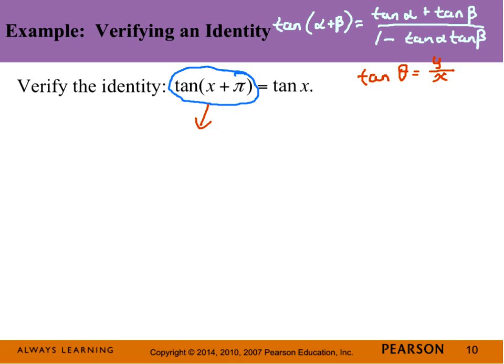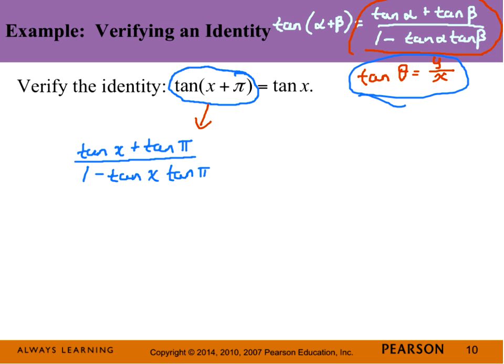All right, so the first thing I'm going to do is just turn this tangent of this sum into the expanded form here. And that looks like this. That's the same thing as the tangent of x plus the tangent of pi divided by 1 minus the tangent x times the tangent pi. Okay, so the reason I wrote that the tangent is equal to y over x is that we can get exact values for the tangent of pi. The tangent of pi is equal to 0/-1 on the unit circle, so that's just 0. The tangent of pi is equal to 0.